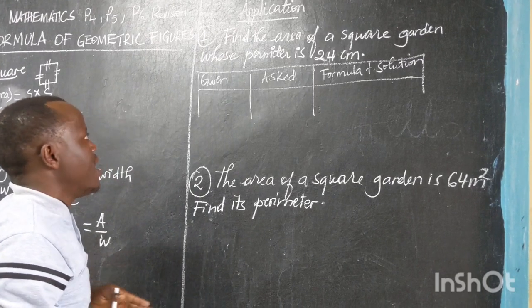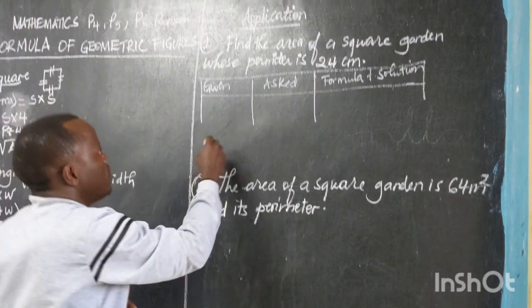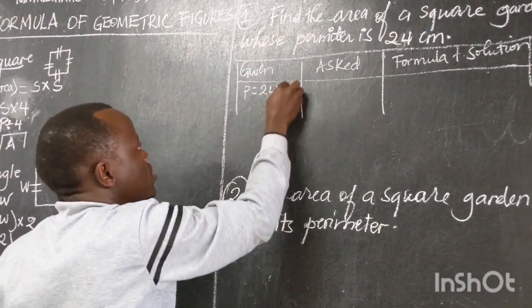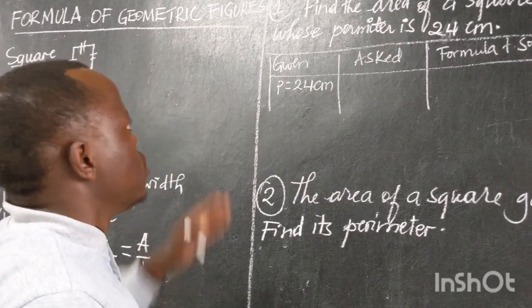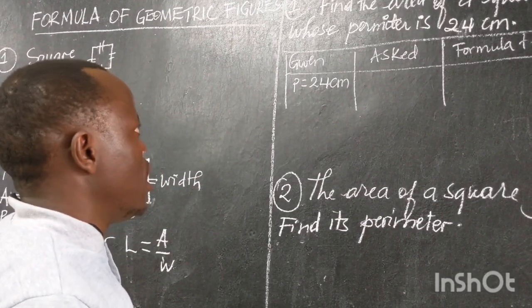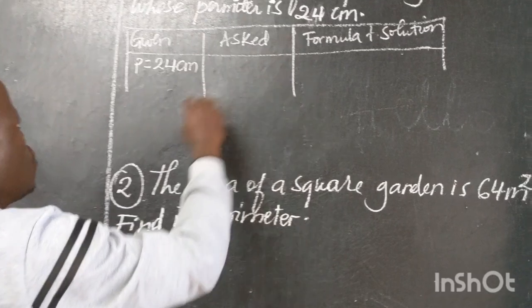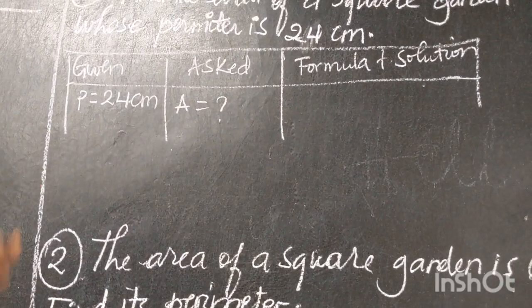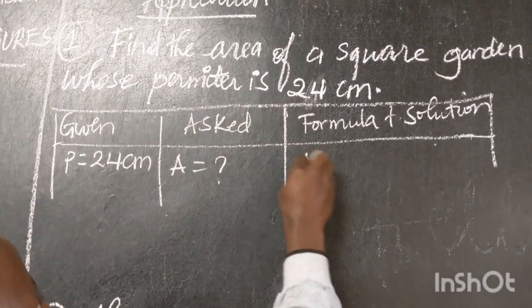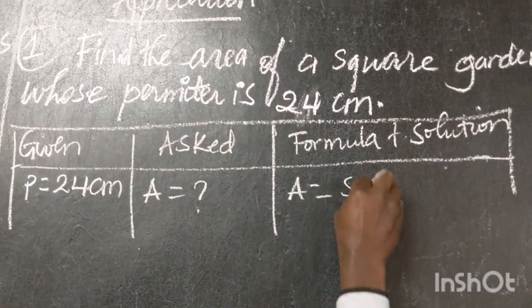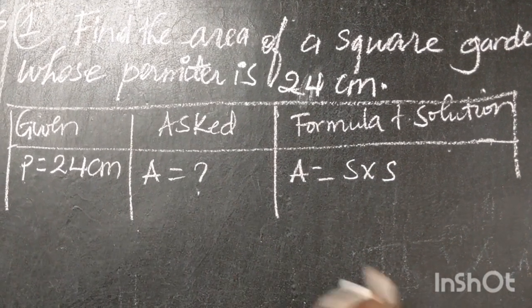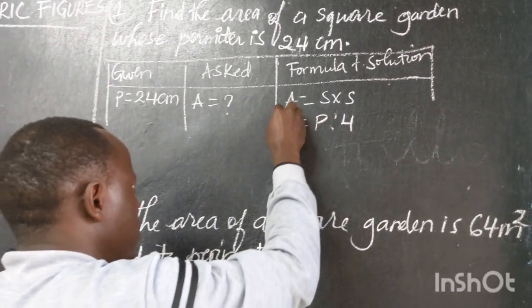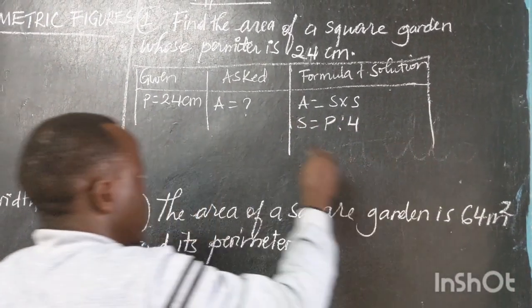Here, let's start by looking at what is given. So we have been given perimeter, which is equal to 24 centimeters, and there is no other thing that has been given. And also we are going to see what is asked. They are asking us to find the area. And then we are going to apply the formula. How do you find the area? Area is equal to side times side. But we don't have side. How do you find side? Side is equal to perimeter divided by 4, as we have seen previously.